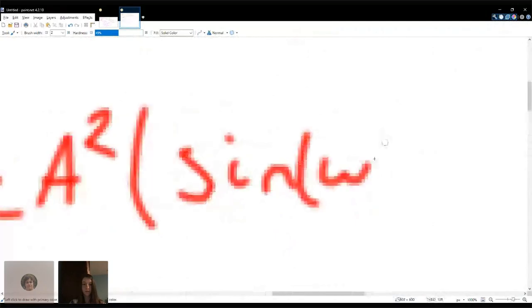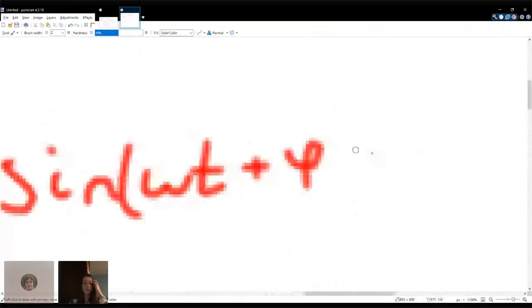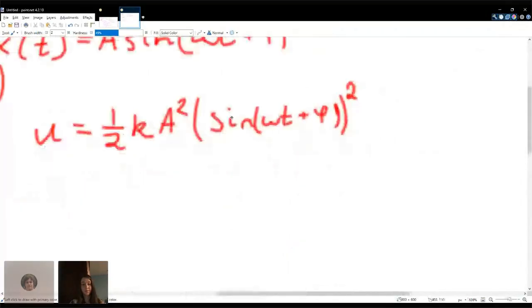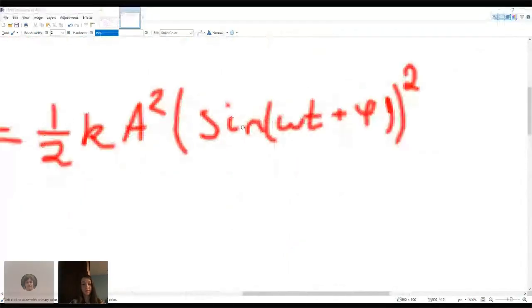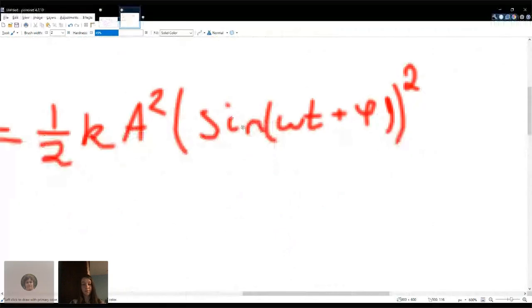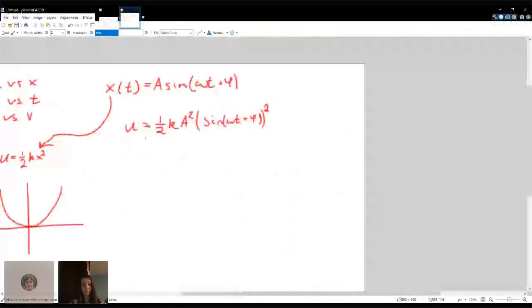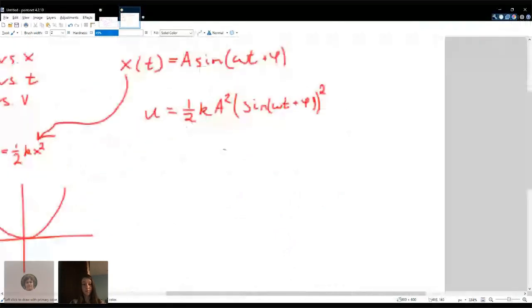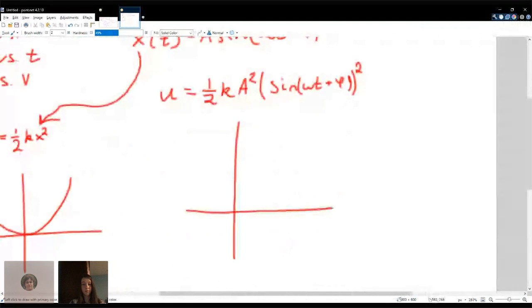omega t plus phi squared. You might see this as sine squared, but I'm just ignoring that notation because a lot of people don't see it unless they've taken pre-cal, and I'm sure some of you haven't. So this graph also still looks like a sine graph, except it's always positive.